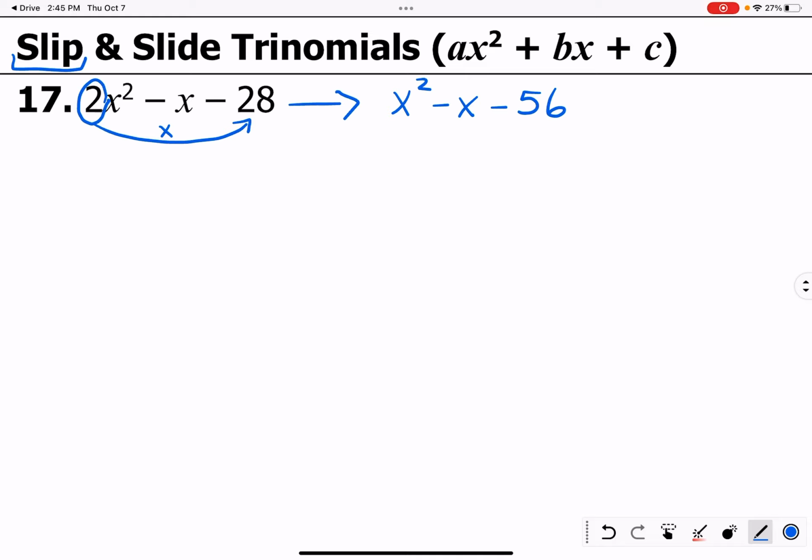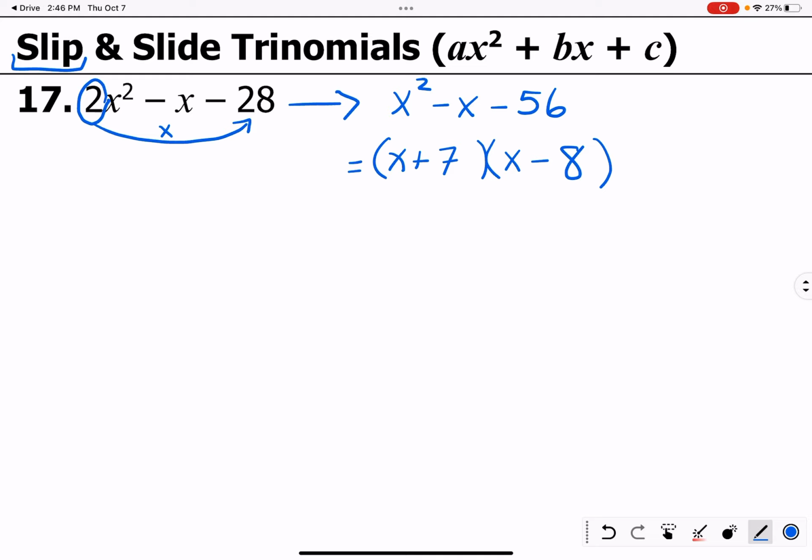Now, when you take a look at this new trinomial, we notice that we're in the basic case. The leading coefficient is 1, so we know how to handle this and we can factor it. This is going to end up being one positive number and one negative number. We need two numbers that multiply to negative 56 and add up to negative 1. The two numbers that would do that are positive 7 and negative 8. When I multiply them, you get negative 56, and when you add them up, you get negative 1. So that's the first step.